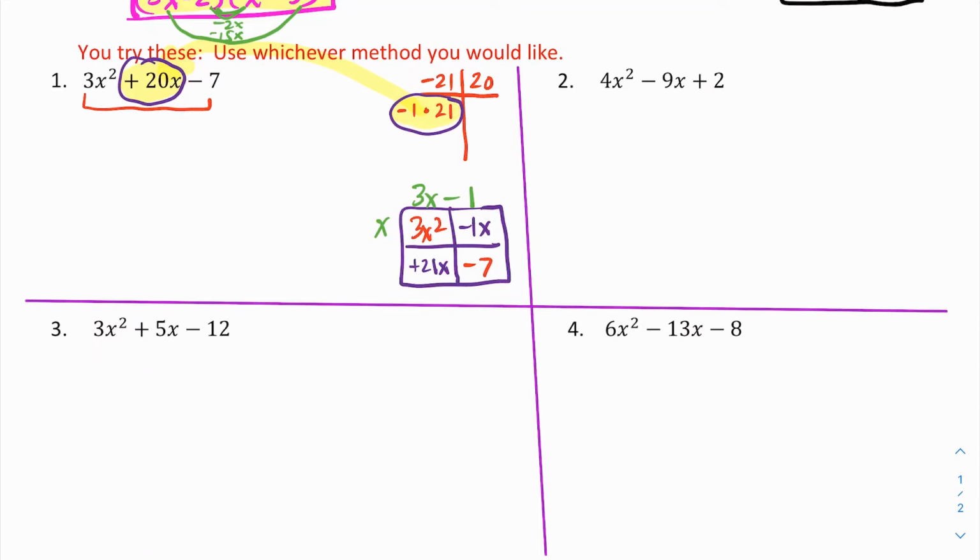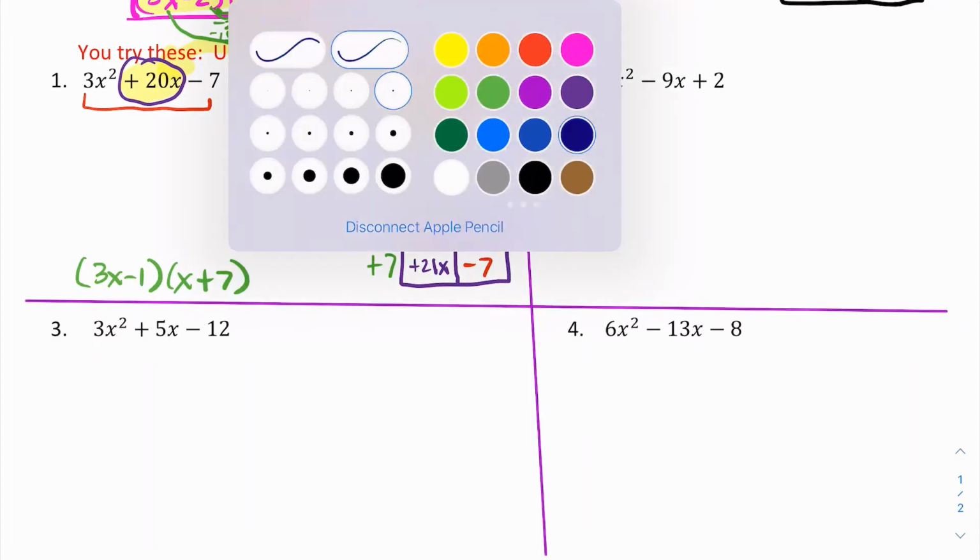If you were to multiply those out, the next thing I would do is say 3x times what gives you 21x, and that would be a plus 7. So your answer will be 3x minus 1 and x plus 7. Now, we've already explained how to check that. Again, 3x times x is 3x squared, that's this one. Negative 1 times 7 gives you negative 7. And then to find the 20, this is negative 1x plus 21x, which is 20x, and that's how you know that that's correct.